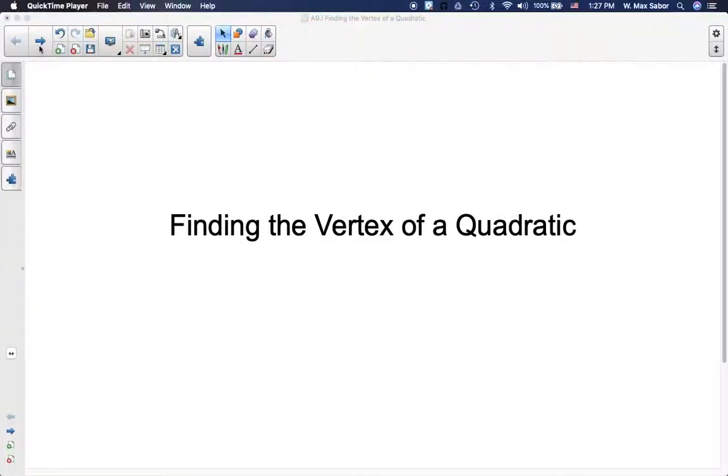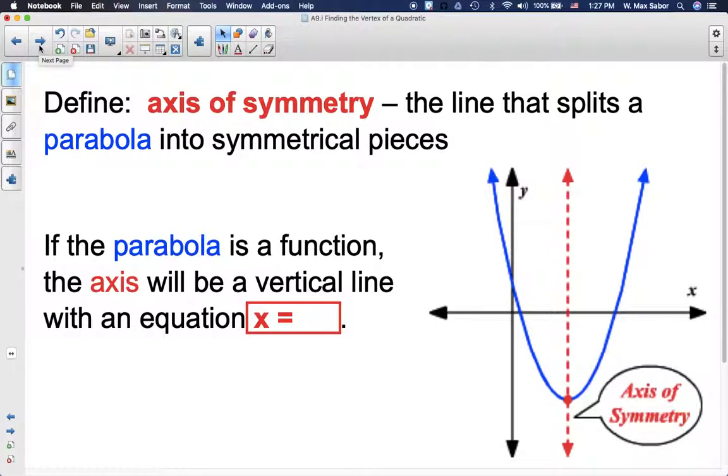Finding the vertex of a quadratic. So, first, the axis of symmetry is the line that splits a parabola into symmetrical pieces. So if the parabola is a function, then the axis will be a vertical line with an equation x equals something. So in this case, maybe something like x equals 3. It's wherever it crosses the x-axis.